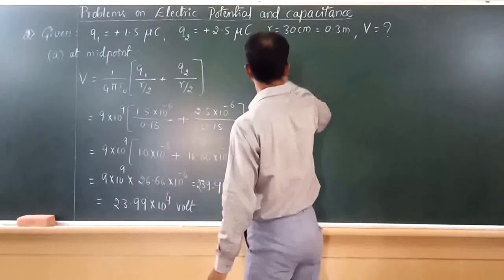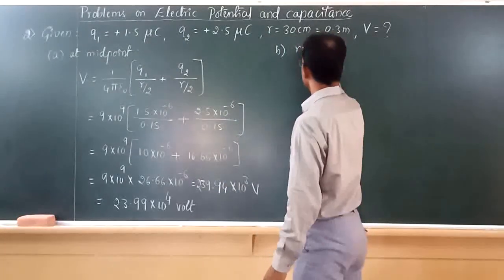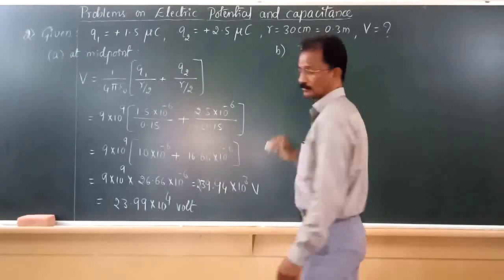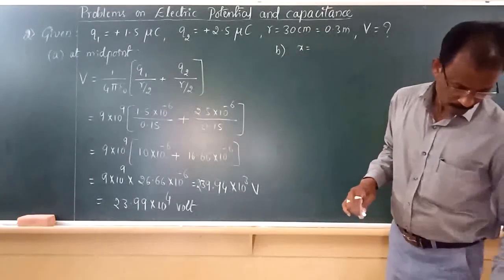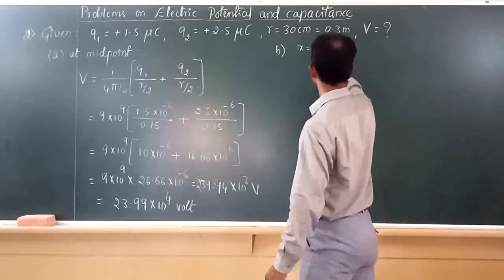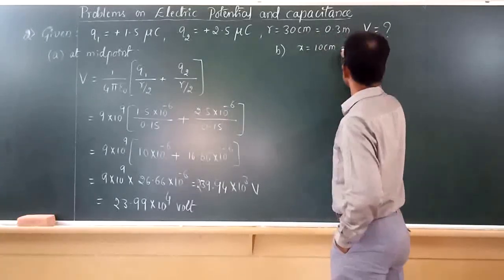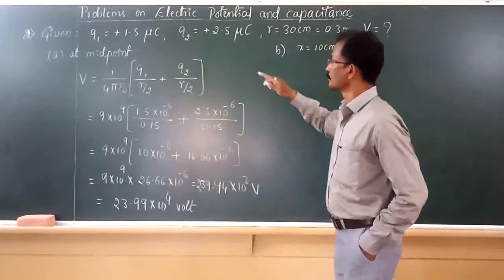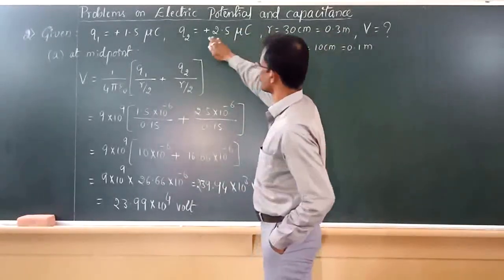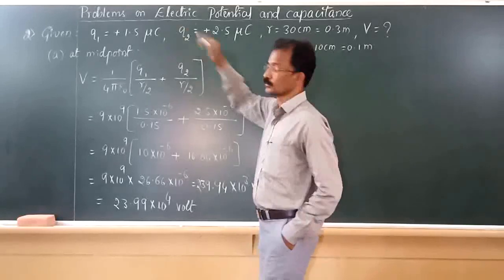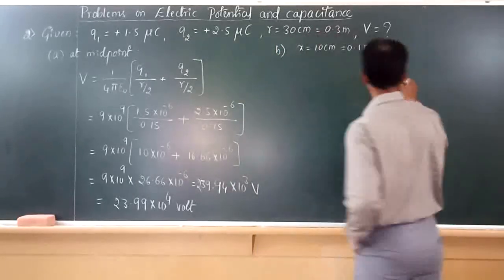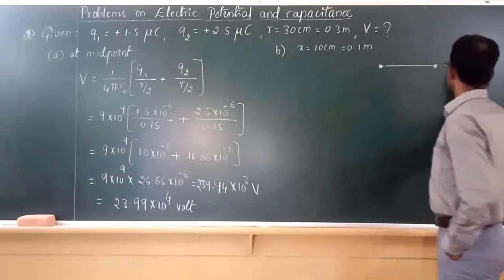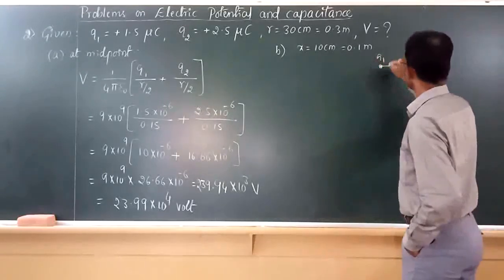Part B. Here, x is equal to 10 cm, that is 0.1 meter. At a point at a distance of 10 cm on the side of Q2, we have the two charged spheres Q1 and Q2, and this is R.